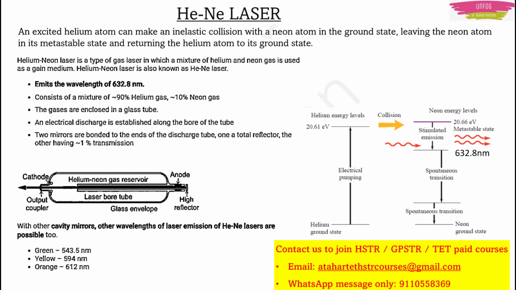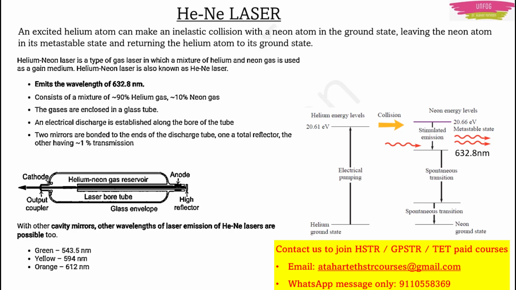Here there is one glass tube. In this glass tube, 90% of helium gas and 10% of neon gas are mixed together. Then an electrical discharge will be established in this tube. There will be mirrors bonded at the ends of the discharge tube. Now if you change the mirrors, then you can have different color laser beams or different wavelength laser beams. For example, you can have a green laser beam which will be of 543.5 nanometer, yellow, orange with different wavelengths.